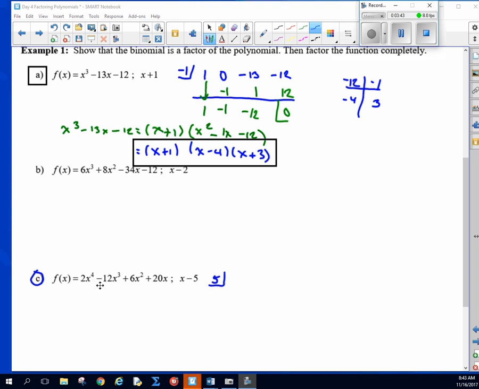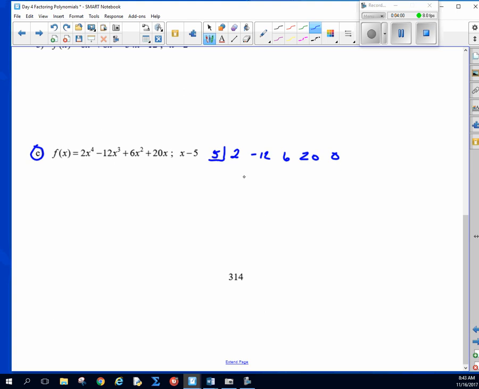My coefficients start off with x to the 4th, which is 2. x cubed is negative 12. x squared is 6. x is 20. And then my constant term is 0, since there isn't a constant term. So again, I'm going to draw my line, and I'm going to drop my leading coefficient. 5 times 2 is 10.